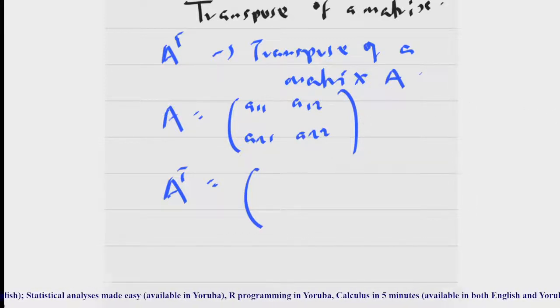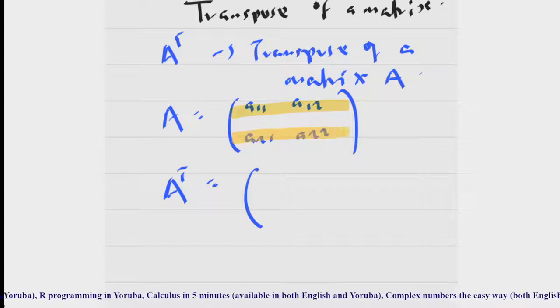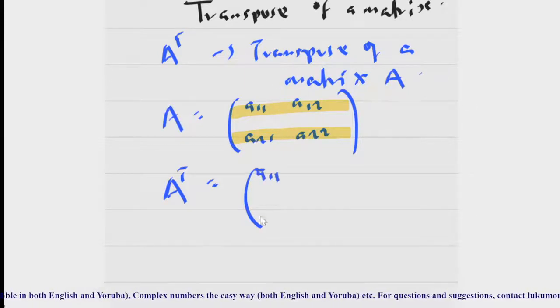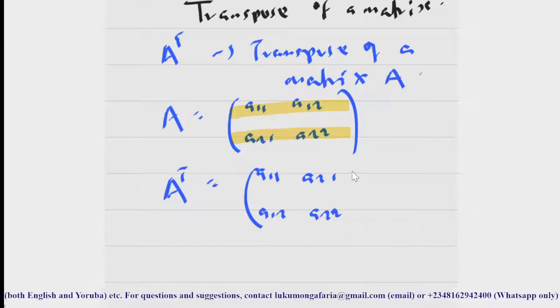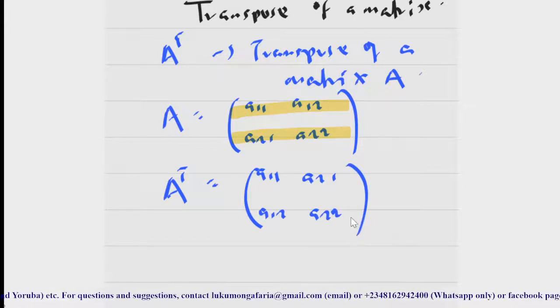What are the rows of A? You will see that these are the rows of A. So when you interchange them, what we have in the row before now becomes the column. So that is A11, A12 here, they are the row before, and we've changed them. Let us change the second row to A21, A22. You understand now? So that's the transpose of a matrix. That is when you interchange the row with column.